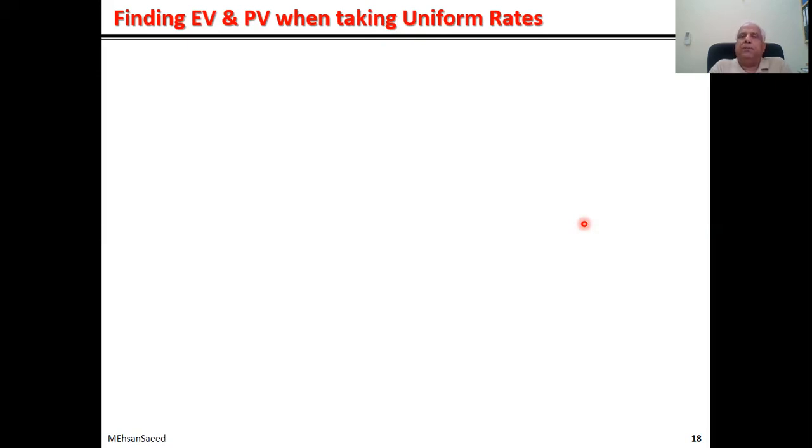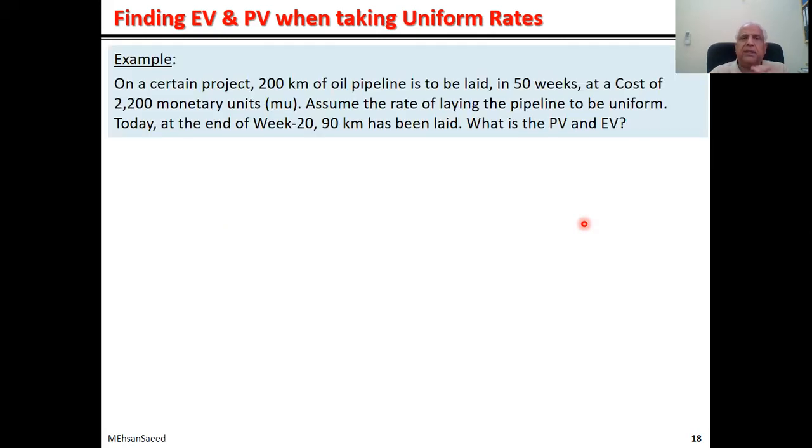If you are tunneling through a hill or a mountain, again, those machines have a certain rate of tunneling, maybe a kilometer a day or whatever is the metric used over there. So in that case, it is useful if we can make quick estimates of earned value and planned value using simple arithmetic techniques. Consider this example.